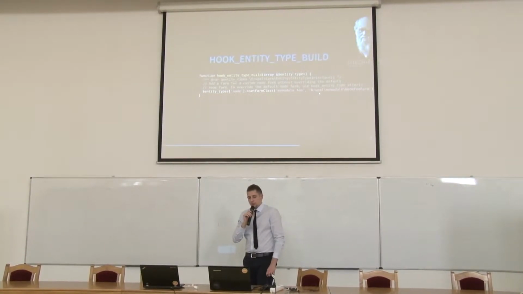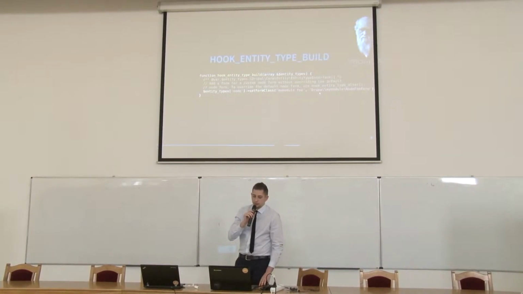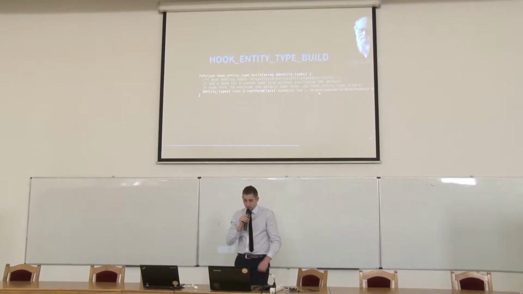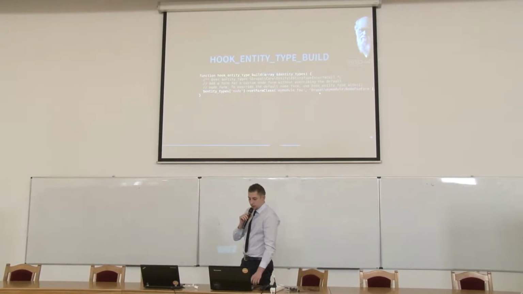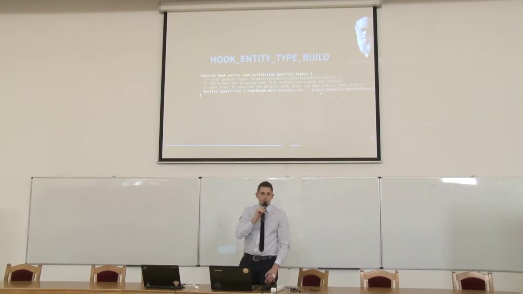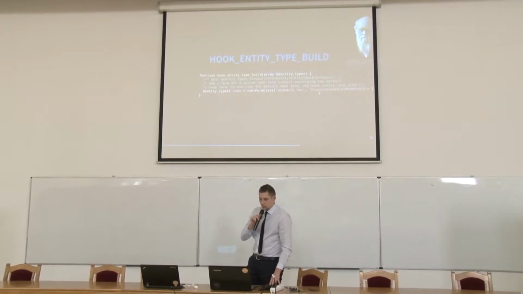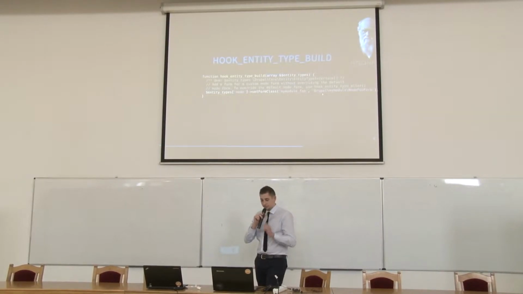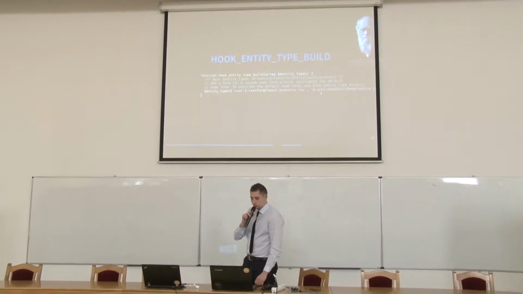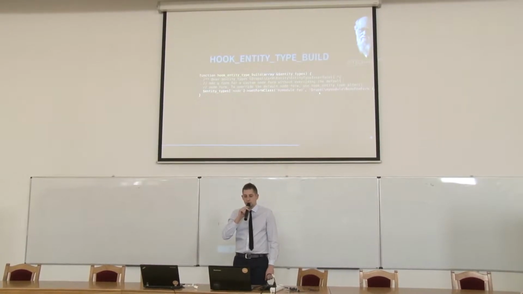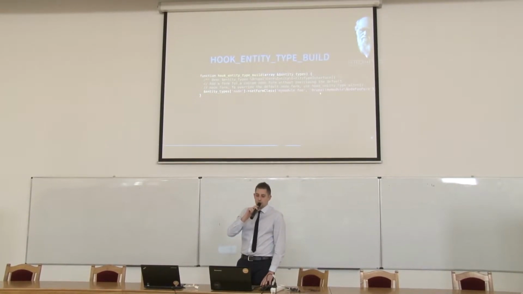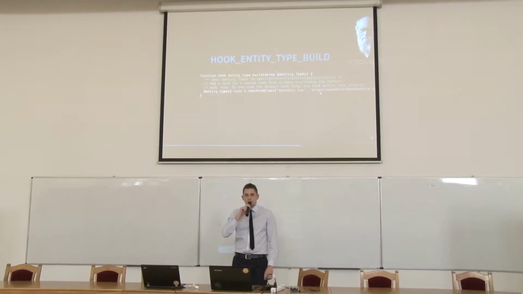Then we have a hook, the hook entity type build. We can create entities with this hook. Here we get the entity types array, which contains all the entity types, the config entities and the content entities from our side, and you can define other custom entity types here. That hook helped me a lot because I started to develop the entity construction kit module for Drupal 8, and I had to find a dynamic way to define new entity types.